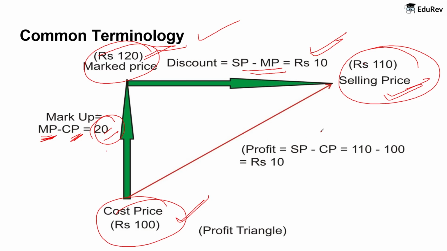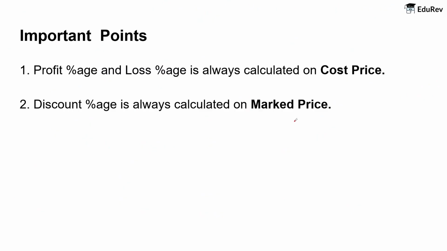So obviously this is a clear cut case of profit because selling price is greater than the cost price, and profit of how much rupees, that you will get by subtracting the cost price from the selling price, that is 110 minus 100, that is 10 rupees. So these are the very basic things that you must know, and please do not get confused among these things, because this basic knowledge is what is going to help you frame difficult questions.